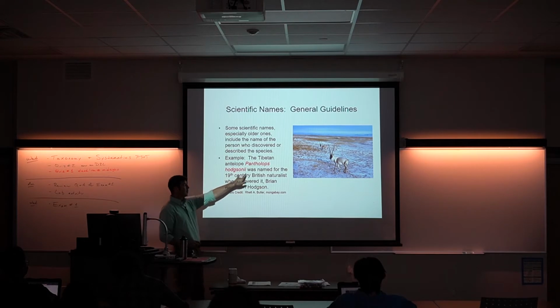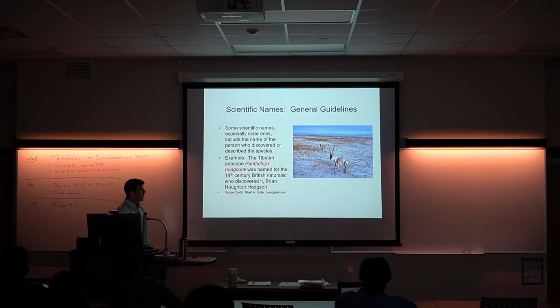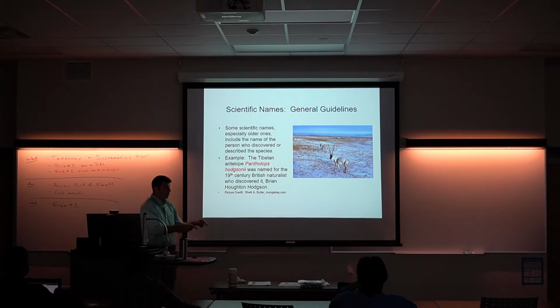Here's an example of genus and species. Pantholops hodgsonii is the genus and species name of these Tibetan antelopes. They were originally discovered by a person, Brian Hodgson, and he decided to name these organisms after himself. So Pantholops is the genus, but this particular species that he discovered, he named after himself, hodgsonii. So sometimes species names, like we said, are descriptive not of the organism or the area that it comes from, but of the person that described it.